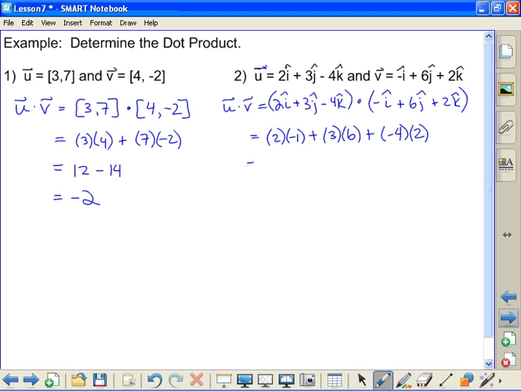So it's just the coefficients. You're just multiplying the coefficients of i, j and k together. Negative 2, 18 minus 8. So that gives me a value of 8. So there you go. We're not worried about what this represents, what this means. All we're doing is going through and doing the process itself with these particular examples.